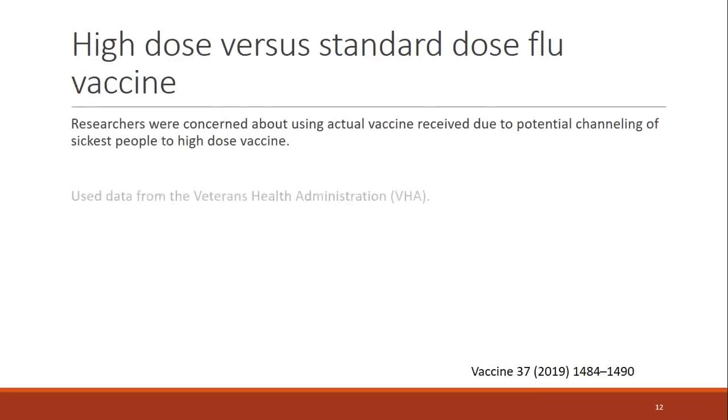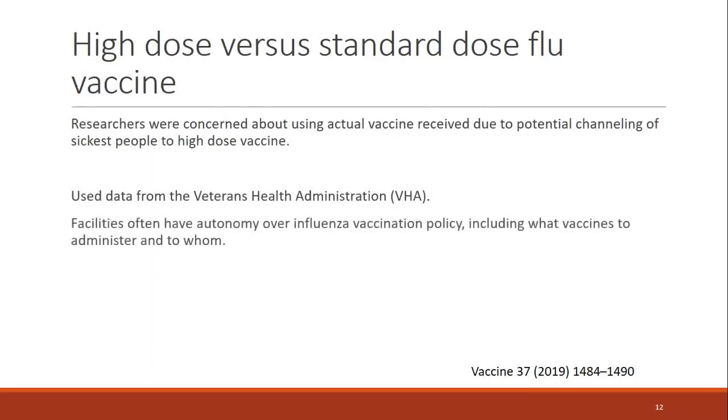So what they did was they used data from the Veterans Health Administration to do this study using instrumental variables. What they noticed was that in the Veterans Health Administration, there's a whole bunch of different facilities. And the thing to know about these Veterans Health facilities is each one has a lot of autonomy in terms of their vaccination policy. So they can choose for their facility, we're not going to have the high-dose vaccine, we're going to stick to standard dose. They can determine for their own facility what vaccine they use, who gets which, et cetera. So the ability of this facility to choose which vaccine they're going to offer is really up to the facility.